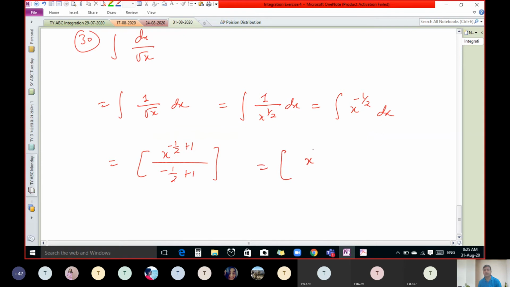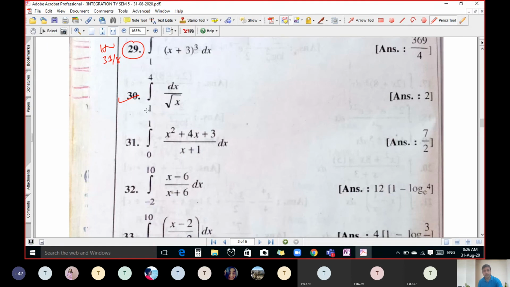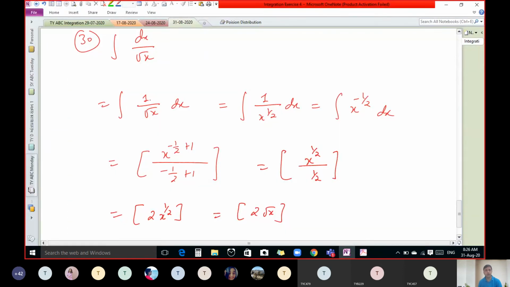It is x raised to 1 by 2. Correct. x raised to 1 by 2 divided by 1 by 2, here also the same thing. And now this 1 by 2, you can take this 2 in numerator. So you will get 2 into x raised to 1 by 2. Or else you can write this as 2 root x. And now this is the simplified form. And now let us see the range. Range is 1 and 4. So here you have to write 1. Here you have to write 4.